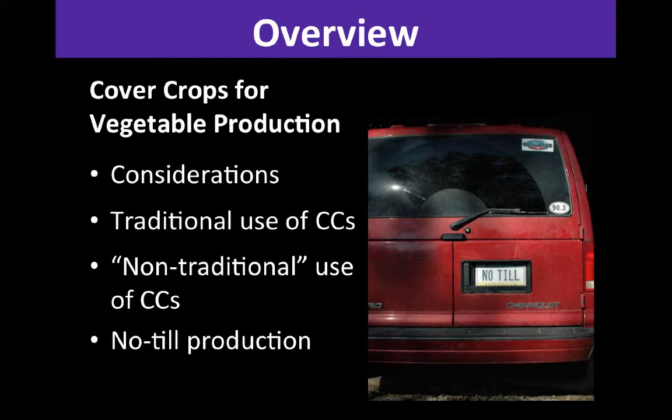So during our webinar today, we'll talk about a few basic considerations of what you want to get out of the cover crop and some of the goals of the cover crops that you're going to use in your vegetable production. And then we'll talk a little bit about the traditional use of cover crops and some different scenarios where we can utilize cover crops for both warm season and cool season vegetables. Then we'll talk about some non-traditional uses of cover crops, including interplanting, living mulches, and some other things like that. And finally, we'll wrap up with no-till production, which utilizes high residue cover crops, typically as a mulch, in order to suppress weeds and conserve water during the vegetable or cash crop.